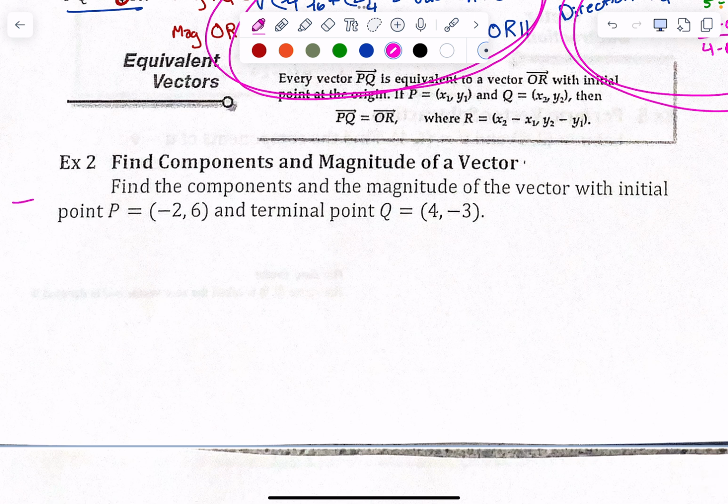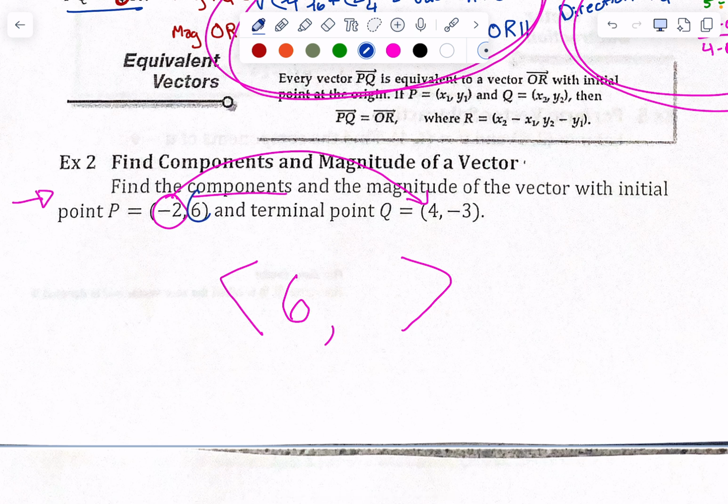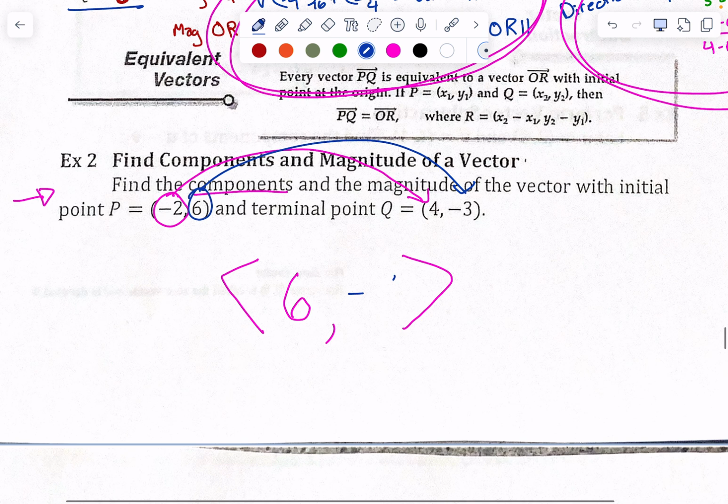All right, so this one, I don't know why they had to do example 1 before example 2, because we really needed to do this one first. But it says find components and magnitude of a vector. So they want components. What's component form again? The little triangle brackets. So how far he's going in each direction. If I'm starting at -2 and I'm going to 4, how many units have I gone in the x direction? I've gone 6. If I'm starting at 6 and I'm going to -3, how far have I gone in the y direction? I've gone down 9. That's my component form.